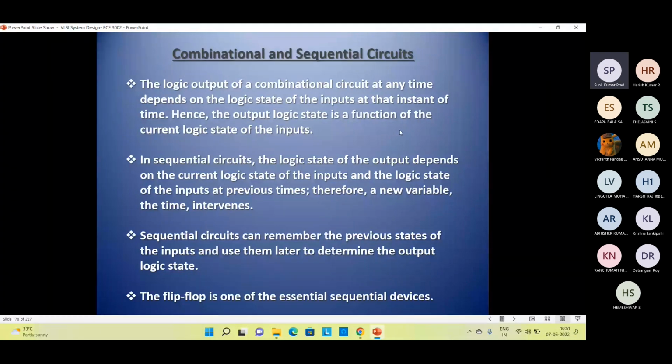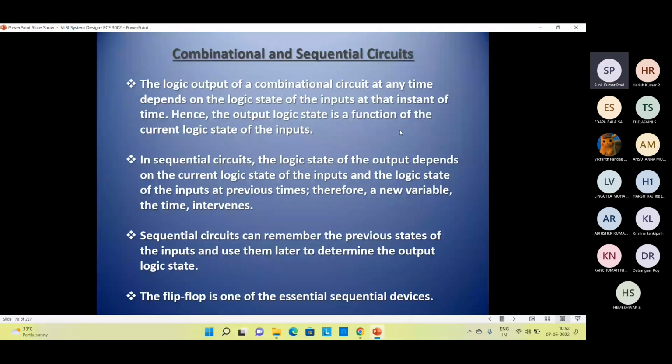Now, more precisely, the logical output of the combinational circuit at any time depends on the logic state of the inputs at that instant of time. That means the logical output of the combinational circuit at any time depends upon the logic state of the input at that same instant. Hence the output logic state is a function of the current logic state of the input. That is the main thing.